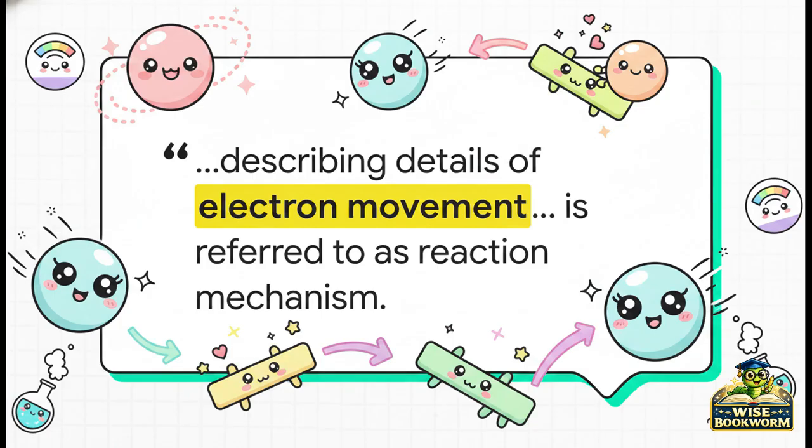A reaction mechanism is defined as a sequential account describing details of electron movement, energetics during bond cleavage. I really love this definition because it highlights that a chemical reaction isn't just some magic potion bubbling in a flask. It is a meticulously documented, step-by-step transfer of electrons that we can track perfectly.